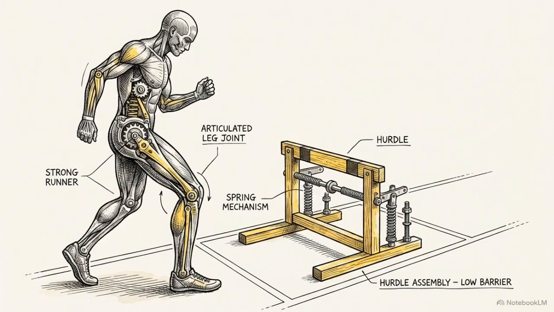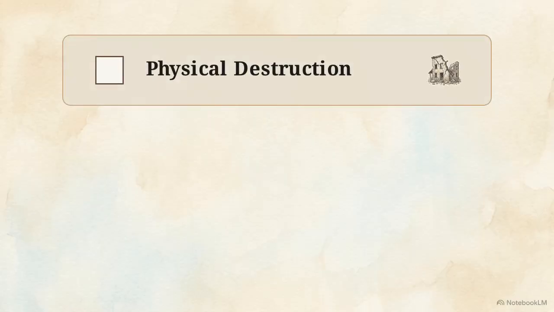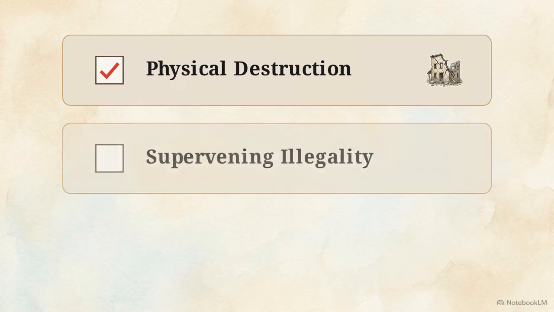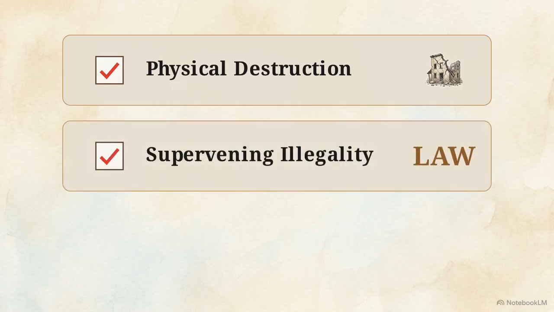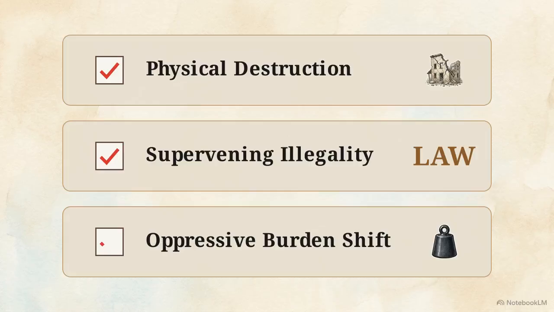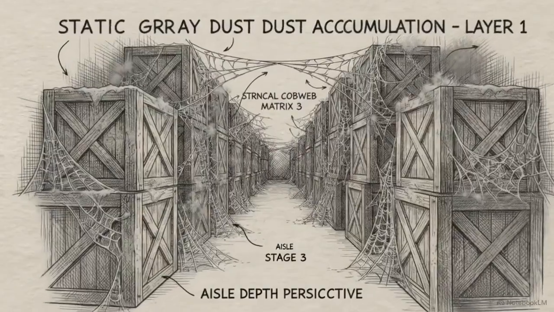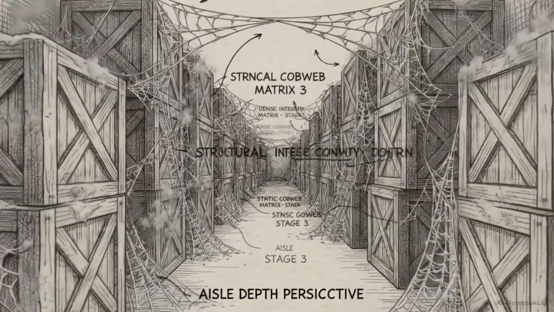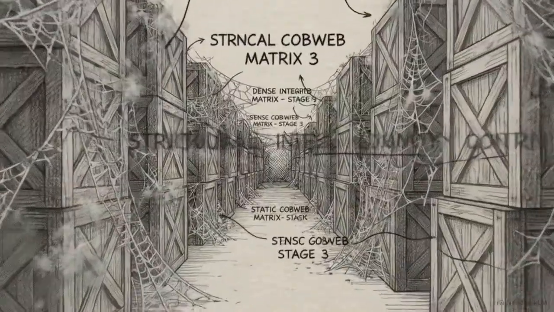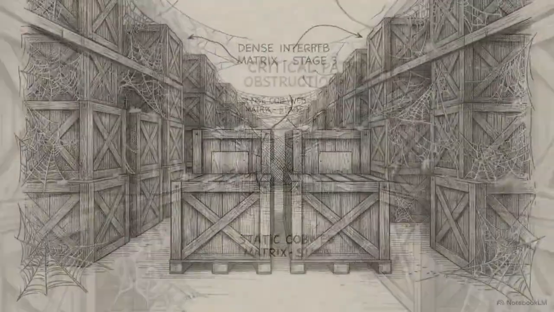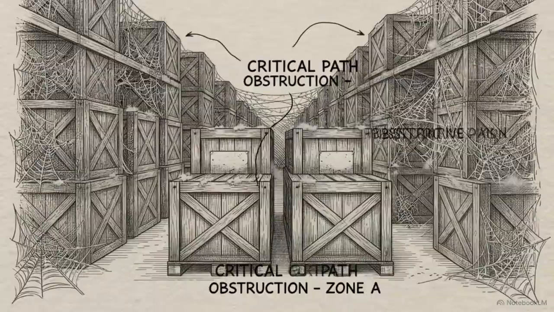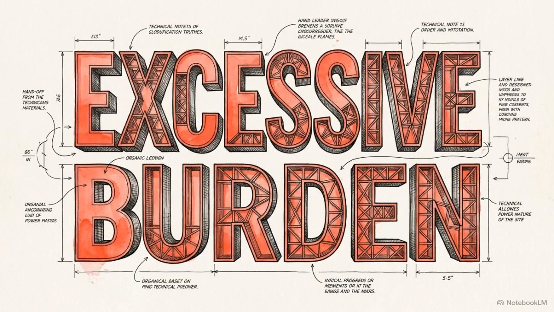To successfully trigger the doctrine of impossibility, the barrier cannot simply be inconvenient. It requires the literal physical destruction of the subject matter, supervening illegality, or an unconscionable, oppressive shift in the burden of performance. Eventually, courts recognized that catastrophic events often destroy the financial viability of a contract without physically destroying the goods themselves. This led to the doctrine of commercial impracticability.